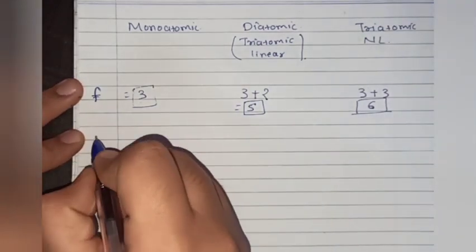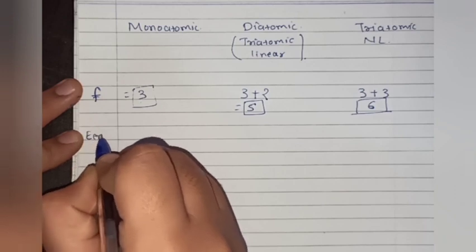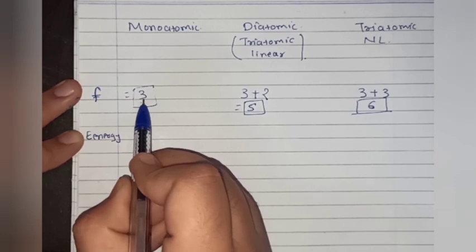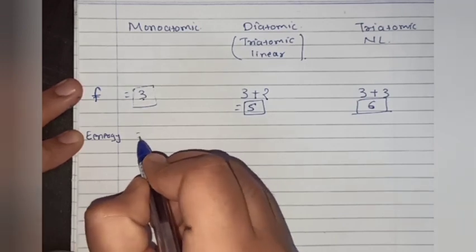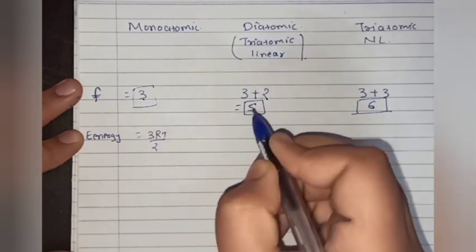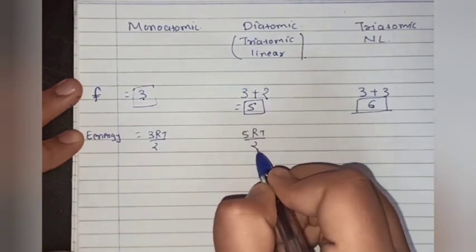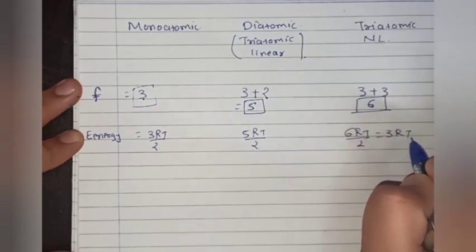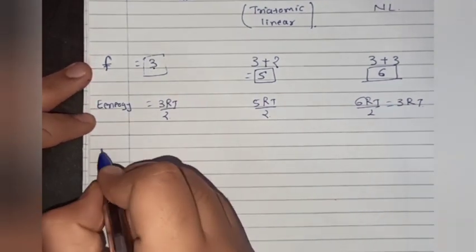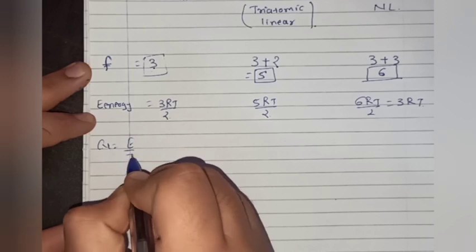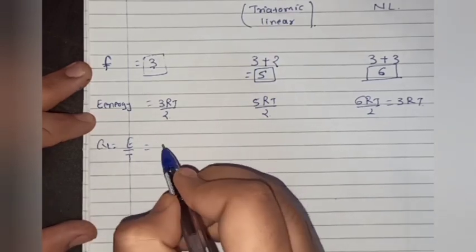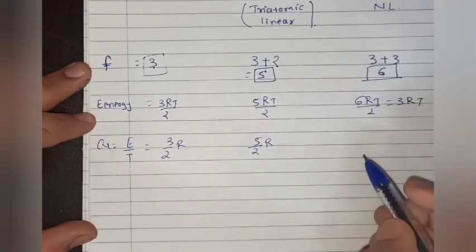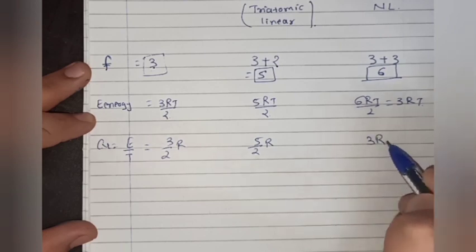Now energy. Energy is simply F, the degree of freedom, multiplied with RT by 2. So energy will be 3 RT by 2, this will be 5 RT by 2, and this will be 6 RT by 2, that is equal to 3 RT. Now Cv is equal to energy upon temperature. That will give us 3 by 2R. For diatomic it will be 5 by 2R, and for triatomic it will be 3R.